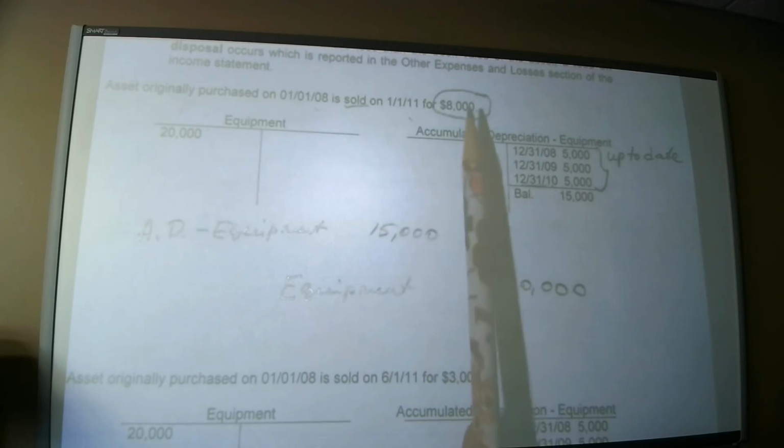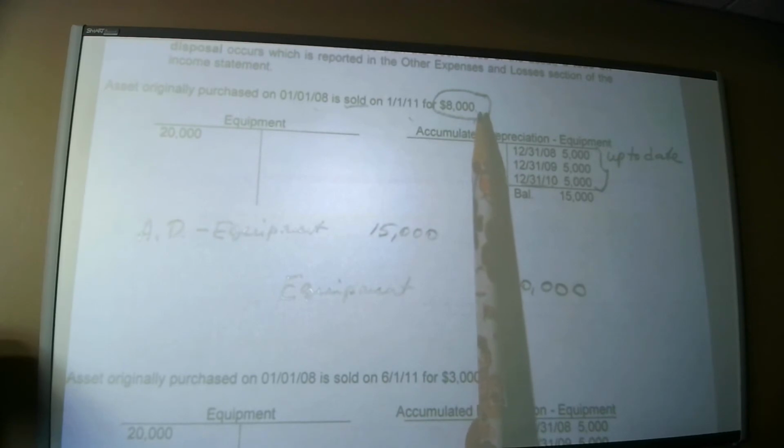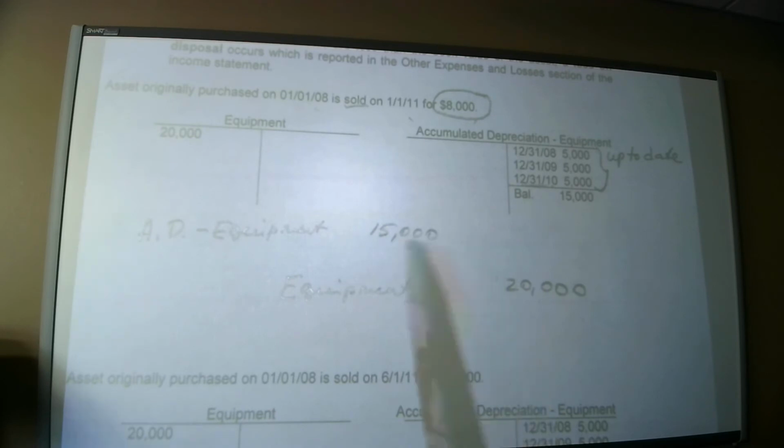So book value in the books is 5. You received 8 for it. Is that good? Common sense, folks. What do you think we got? 3,000 more, which is your gain. Let's see how it's going to pan out through the journal entry. So this is what I have.